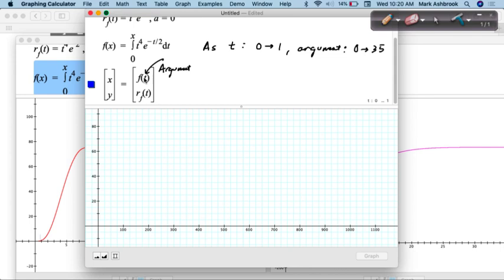If I multiply by 35? So now what will happen as t goes from 0 to 1? What about what goes into f? That'll go from 0 to 35. When t hits 1, this thing will hit 35, right?